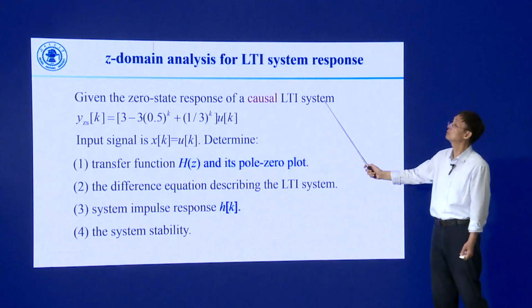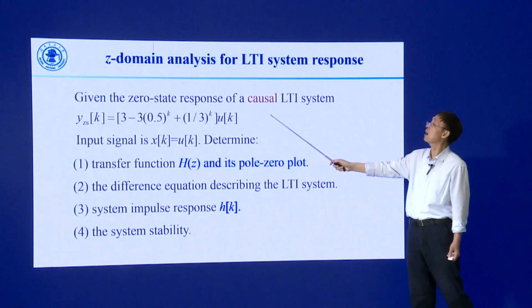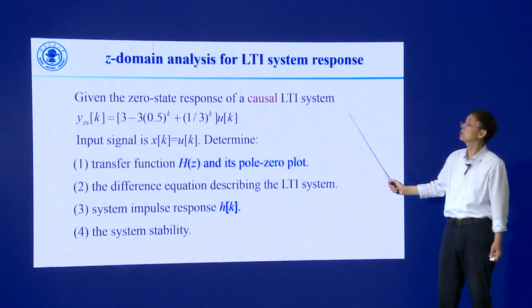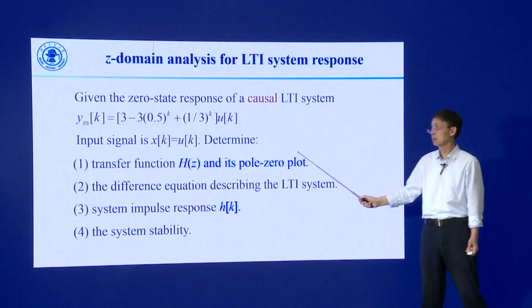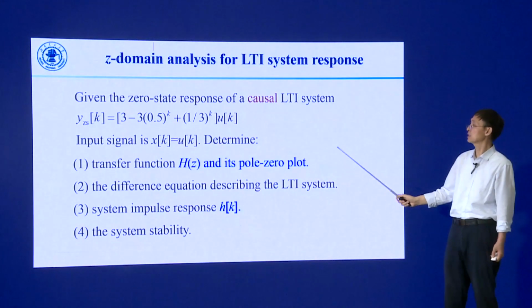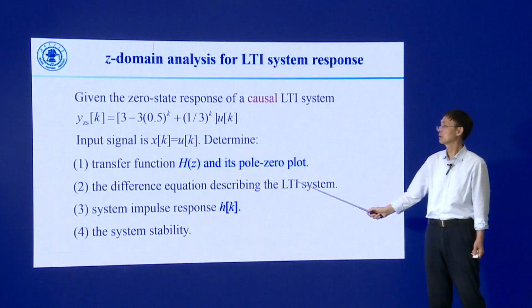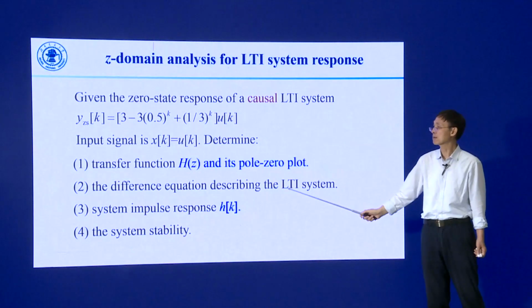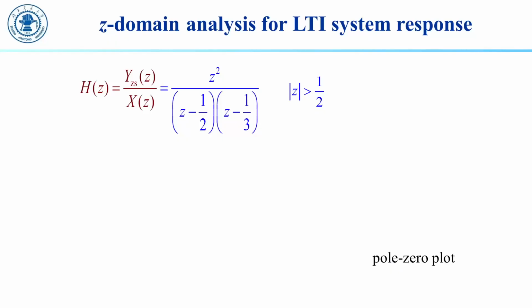Here is another example. We have now the zero state response for the causal LTI system, and the input signal. Determine the transfer function and its pole zero plot, the difference equation, system impulse response, and the system stability. According to the zero state response and the input signal, we can get H(z).